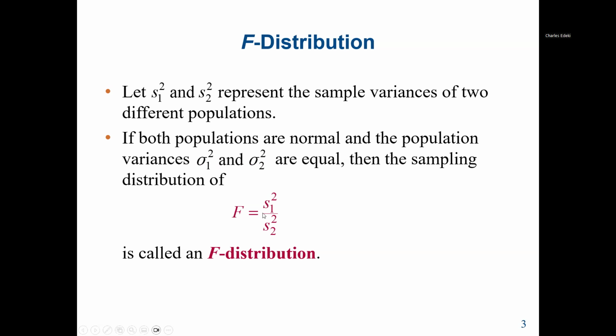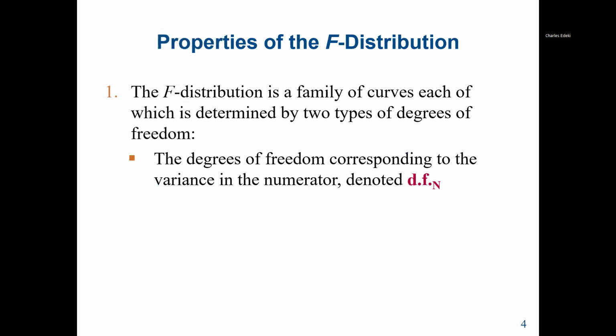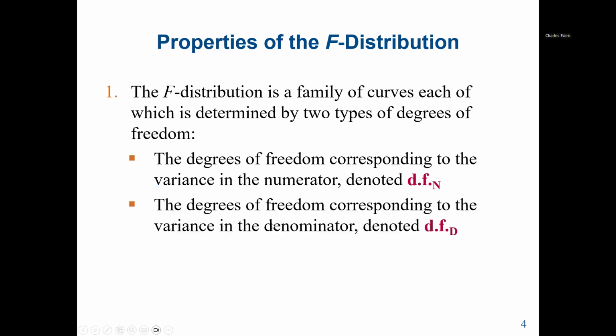Now we have some properties for the F distribution. One, the F distribution is a family of curves, each of which is determined by two types of degrees of freedom. So we have the degree of freedom corresponding to the variance in the numerator, which is DFN, and the degree of freedom corresponding to the variance in the denominator.